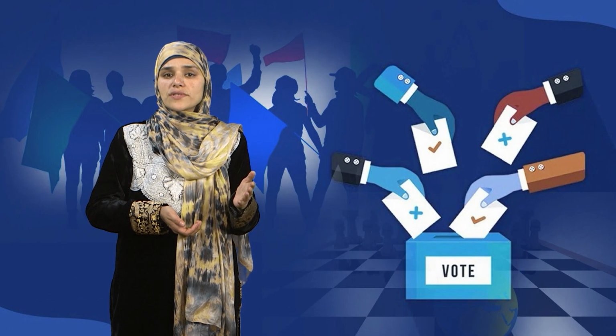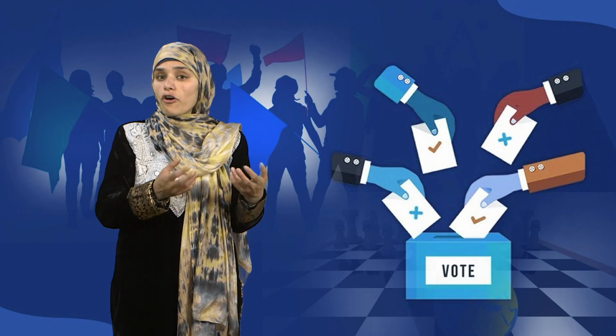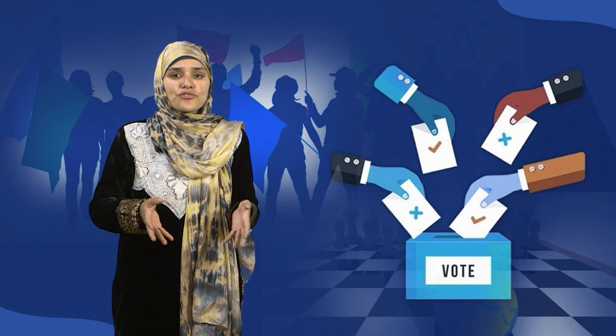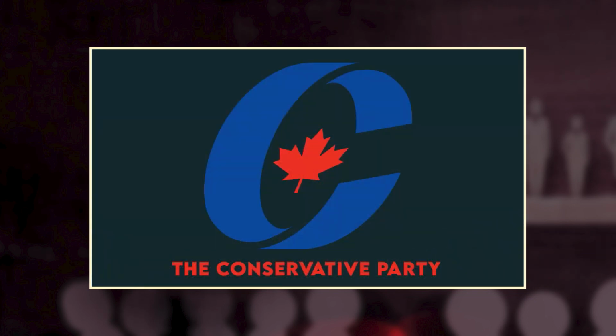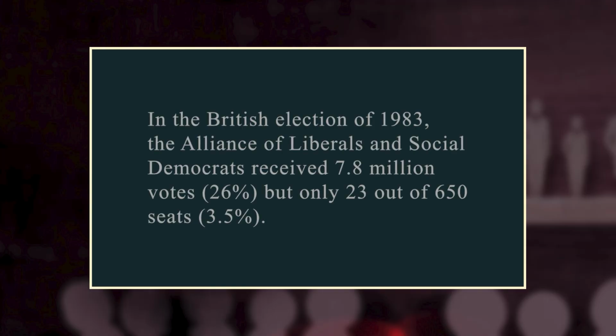However, first past the post has pushed parties in and out of office because the result in seats exaggerates the result in votes. For example, in Canada in 1984, the Conservative Party won 3/4 of the seats on just half the vote. The bias of first past the post against small parties has also become more apparent as minor parties have gained ground. In the British election of 1983, the alliance of Liberals and Social Democrats received 7.8 million votes, that is 26%, but only 23 out of 650 seats, that is 3.5%.